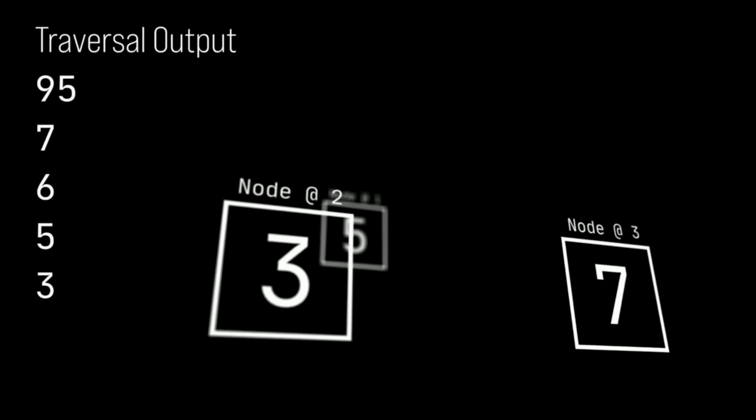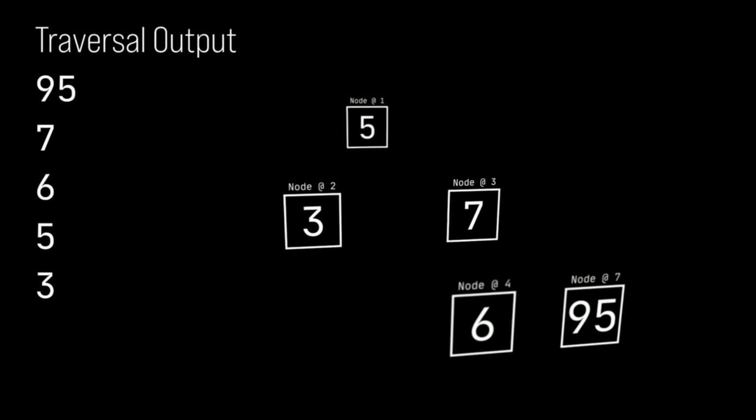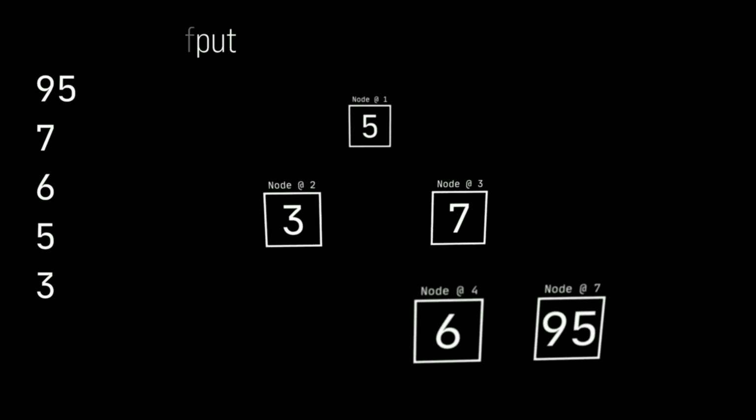We go left, center, right if we want the opposite order of that. So if we want smallest to largest, we just go all the way to the left to get the smallest, then center, then right, left, center, right, left, center, right, left, center, right, and we get the smallest to the largest. How do we search?